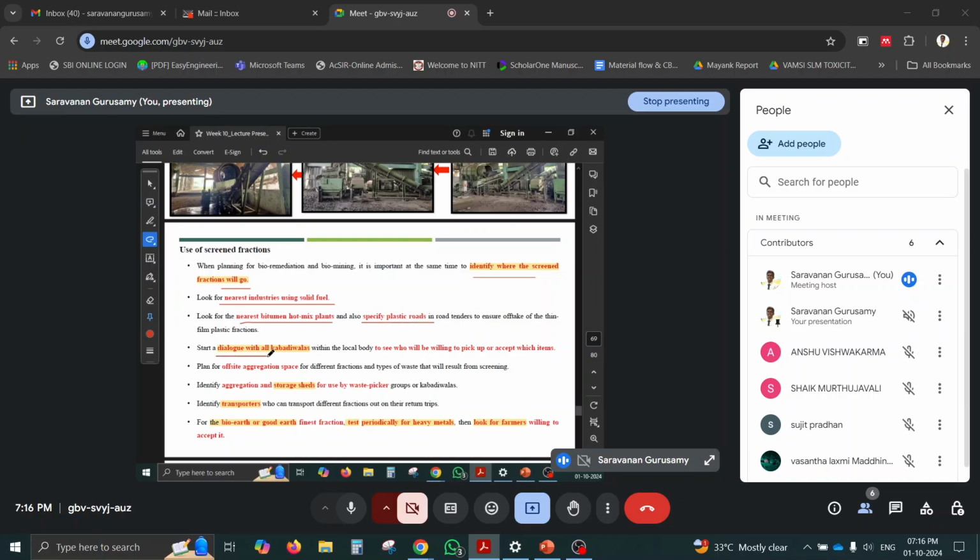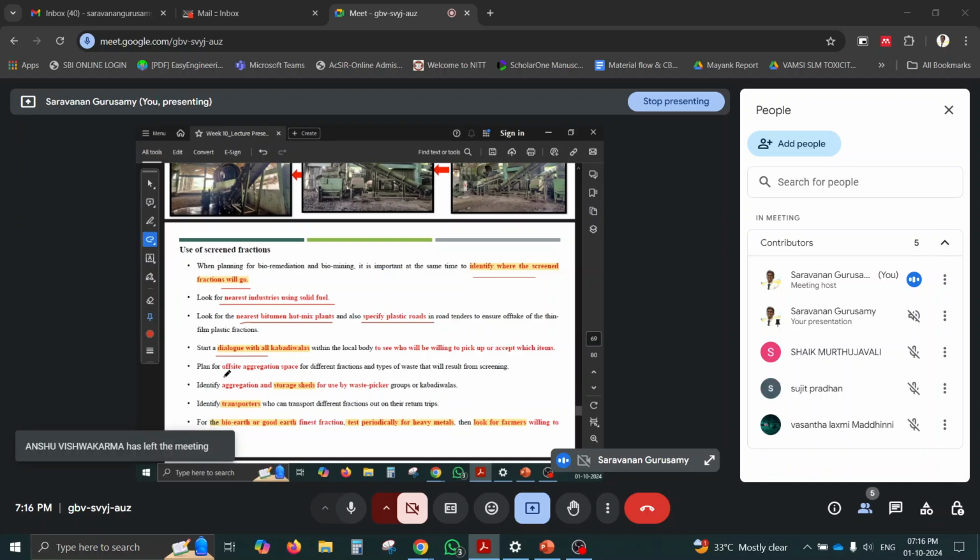We can also connect with the kabadi walas, the rag pickers. They will take these larger particles and resell them. These are all recyclables we can give, like PET bottles. Then we need offsite aggregation space to store the waste, storage sheds and so on. We need good connections and networking with transporters. And the finest fraction we can offer to farmers, but after checking for heavy metals.